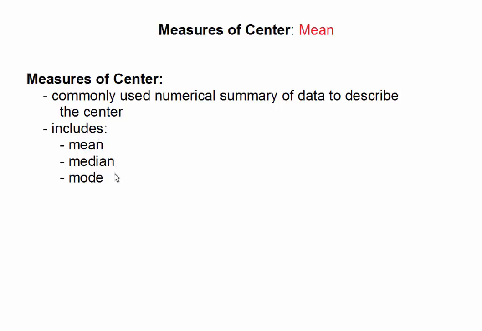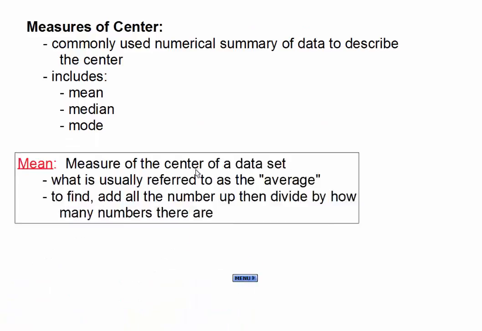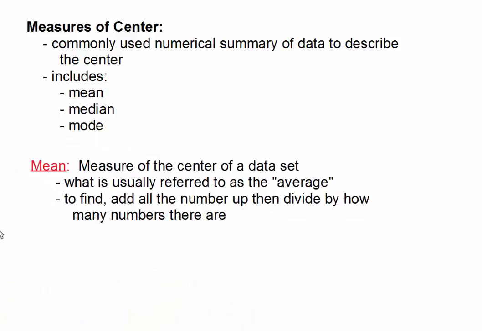What we're talking about is we look at the data and we want to know what is the center of it. And so we have to do it numerically somehow, and we look at three different types of measures of center, one being the mean, one being the median, one being the mode. What we're going to talk about right now is actually the mean. And so when we talk about the mean, it is a measure of the center of the data. It's usually what we refer to as the average.